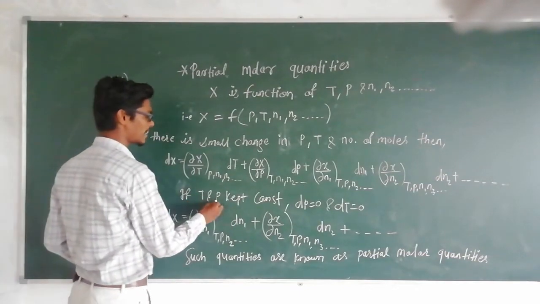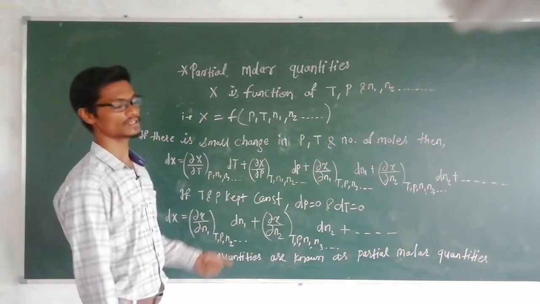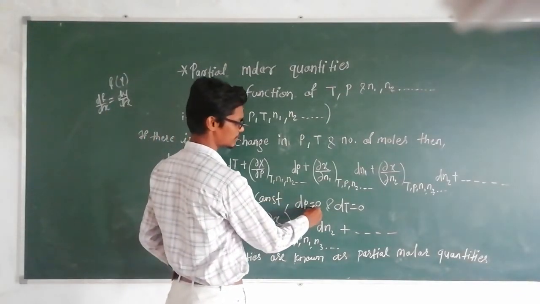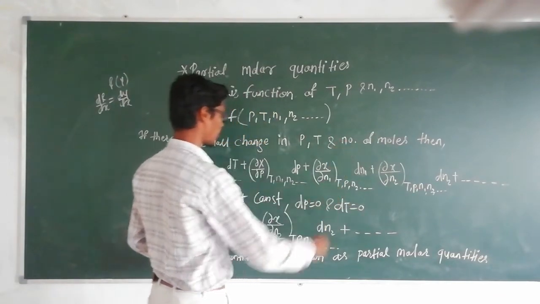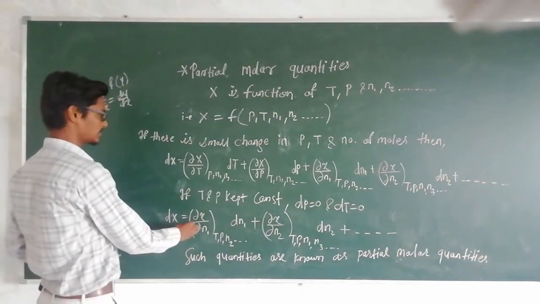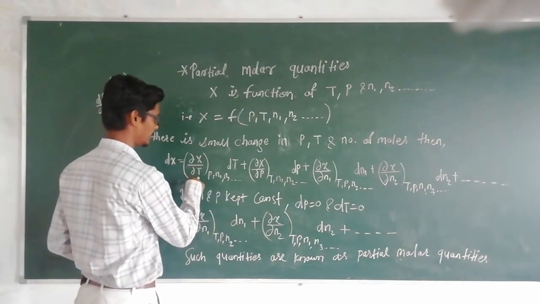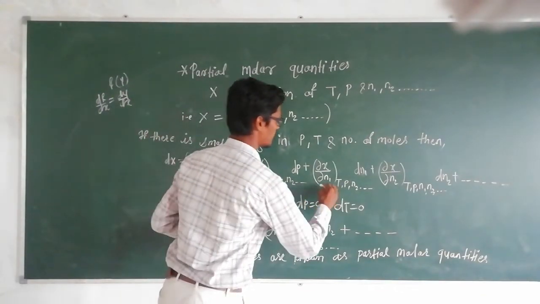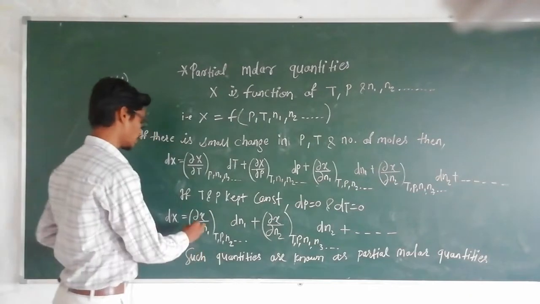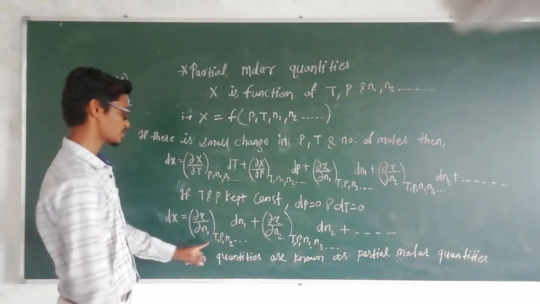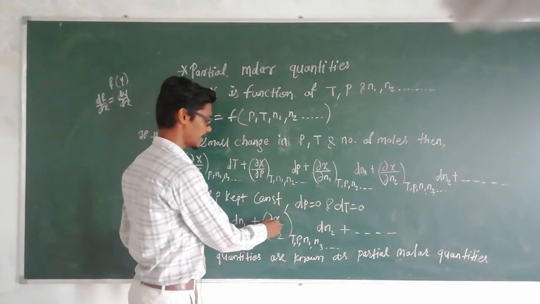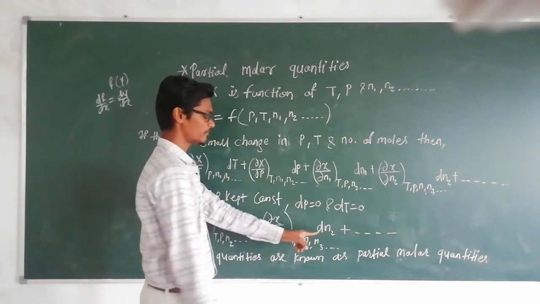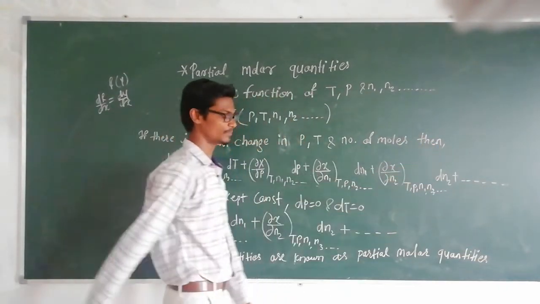So if the temperature and the pressure are kept constant in this equation, that means dp is equal to 0 and dt is equal to 0. So what we get is that the dp and dt terms are cancelled. We have only the remaining terms: delta x by delta n1 at a constant pressure and temperature, and delta x by delta n2 at a constant temperature and pressure, up to the nth term.